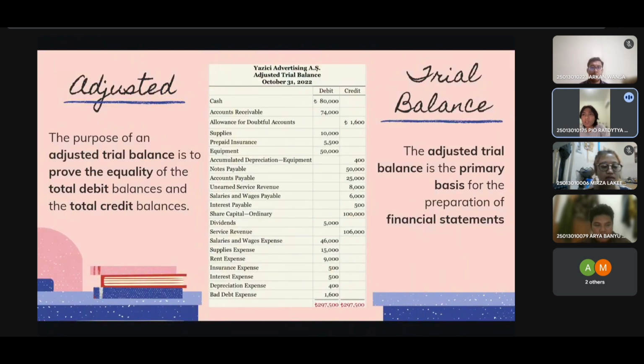So here we have an example of an adjusted trial balance. The adjusted trial balance is to prove the equality of the total debit balances and the total credit balances. The adjusted trial balance is the primary basis for the preparation of financial statements. Next.